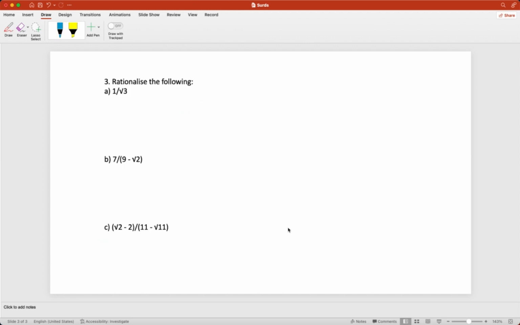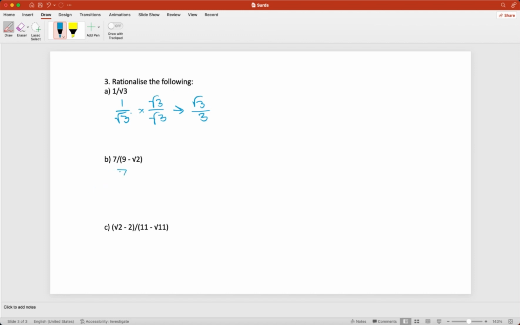Next slide, rationalization. So this one is a bit trickier compared to the other ones, but it's fairly easy. So 1 over square root 3. To rationalize, you're going to times square root 3 over square root 3. Okay, that becomes 1 times square root 3 is square root 3, and then square root 3 times square root 3, the square root is going to cancel out, so then it becomes 3. That's your answer. Square root 3 over 3.